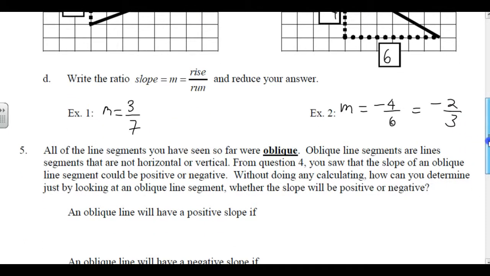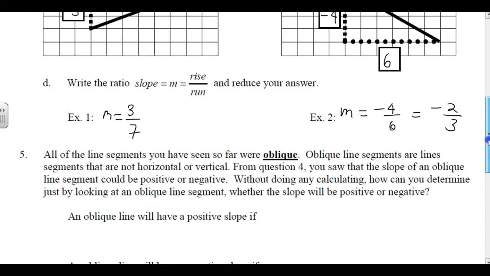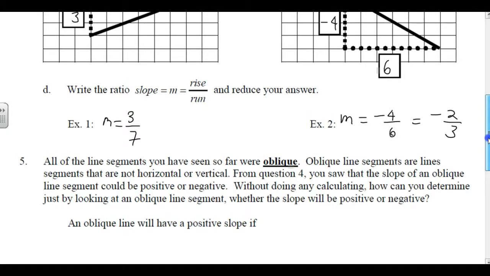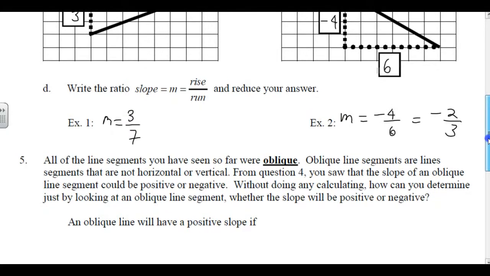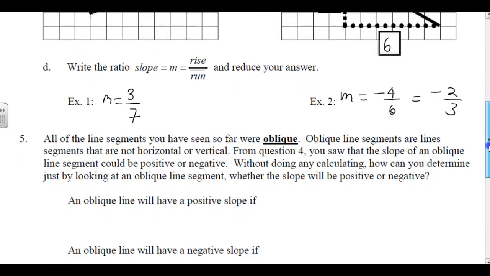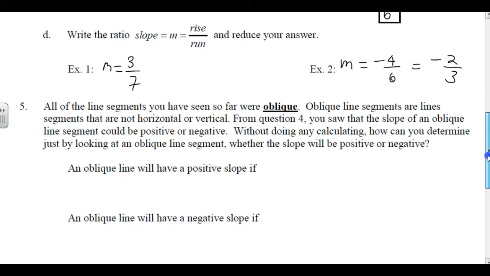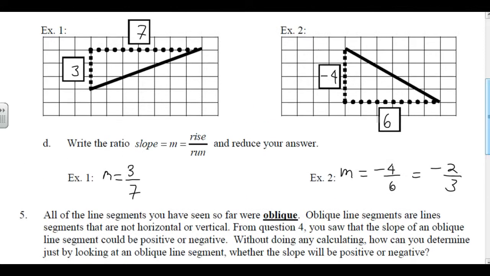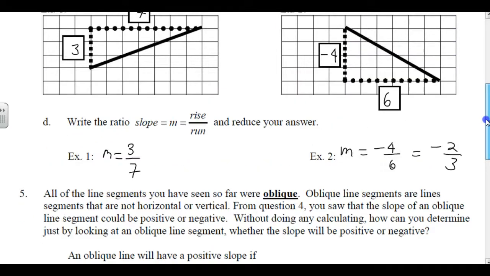All of the line segments you've seen so far were oblique, which means on an angle. Oblique line segments are line segments that are not horizontal or vertical. From question 4, you saw the slope of an oblique line segment could be positive or negative. Without doing any calculating, how can you determine just by looking at an oblique line segment whether the slope will be positive or negative? So we're asking, just looking at this segment, how can you tell if it's positive or negative? And think about what we've done.